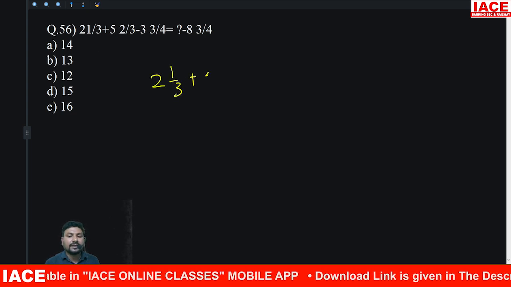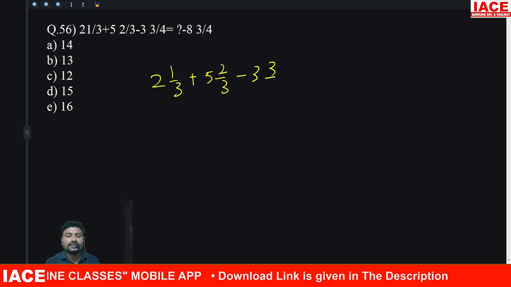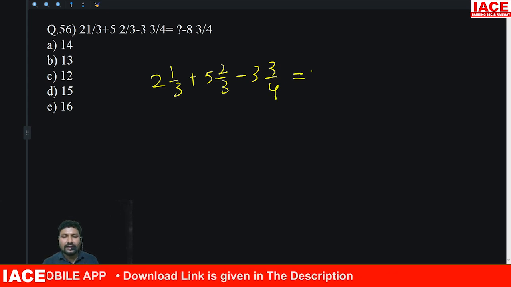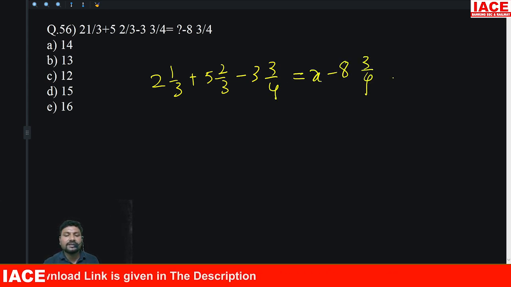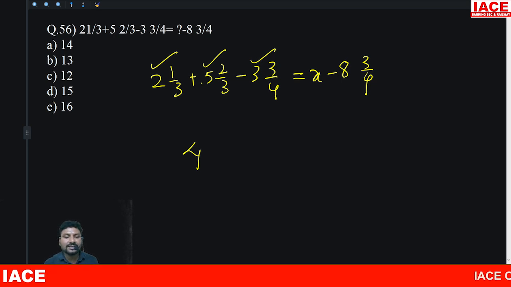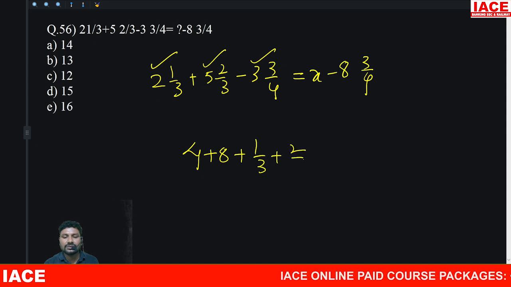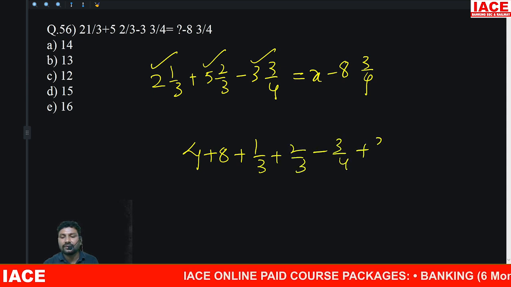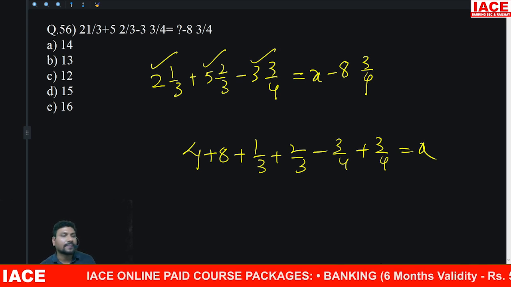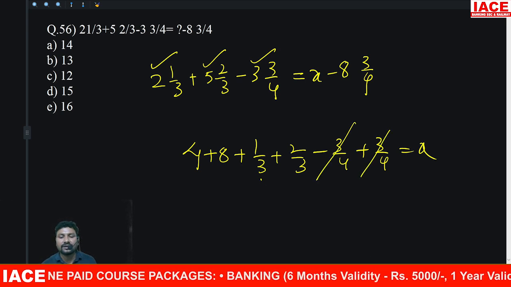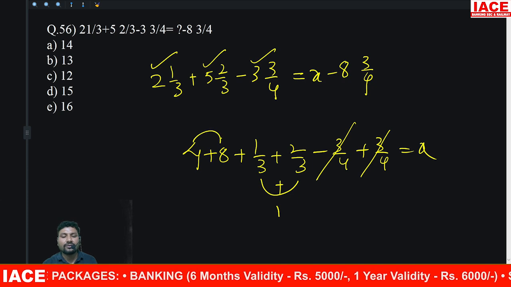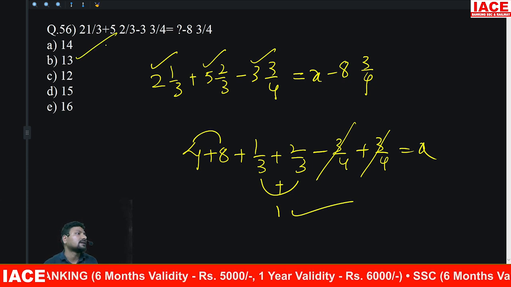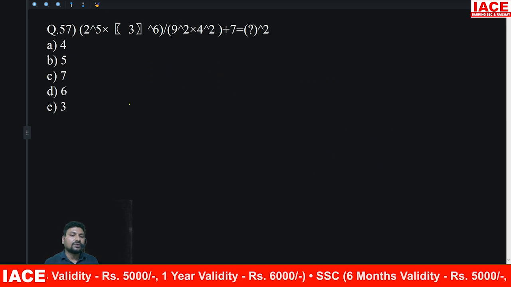This is a mixed fraction. 2 1 by 3 plus 5 2 by 3 minus 3 by 4 and x minus 8 3 by 4. This is a basic question. 2 plus 5. 2 plus 5 is how much? 7. 7 minus 3? 4. And minus 8 is coming to the other side. It is a plus 8. And it is a plus 1 by 3 plus 2 by 3 minus 3 by 4 plus 3 by 4 equal to x. Plus 3 by 4 minus 3 by 4 cancel, 1 by 3 plus 2 by 3 equal to 1. 4 plus 8, 12, 12 plus 1 equal to answer is 13. Option B.